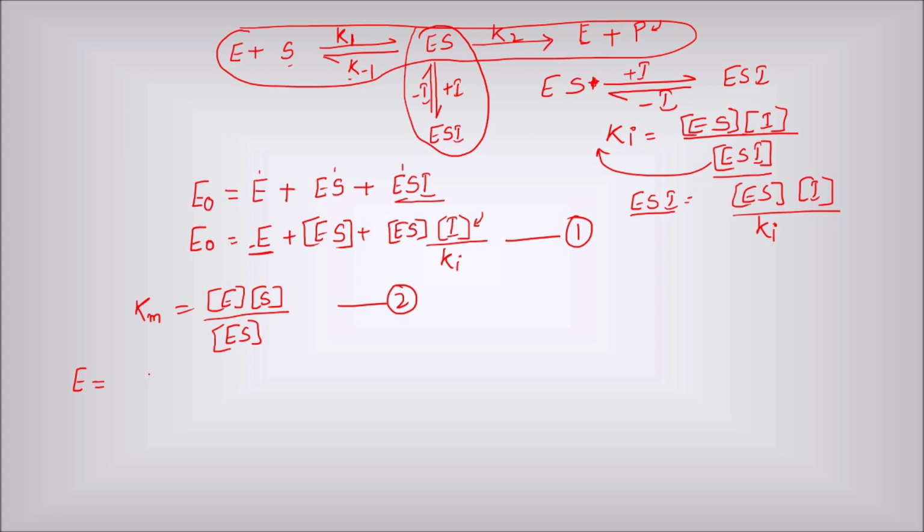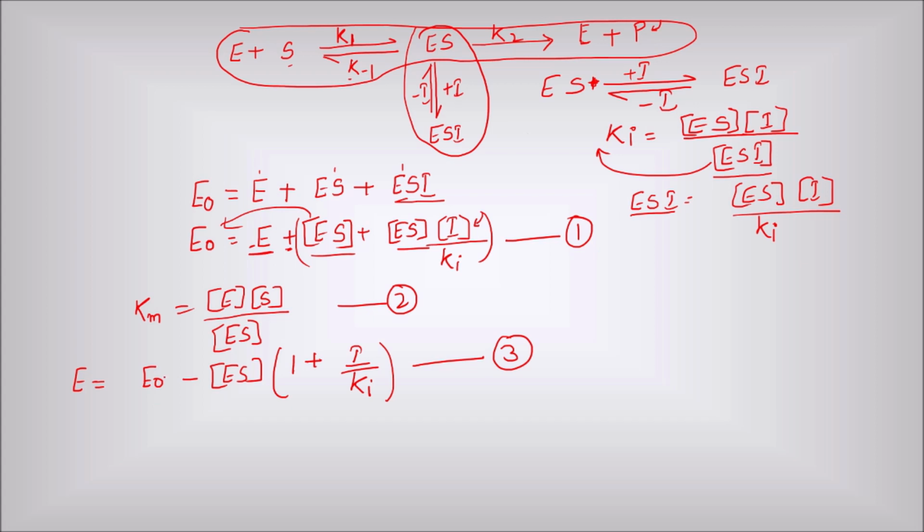It will be E naught, the total enzyme, minus, I will take ES as common, because this whole term I am taking to this side, so this plus will become minus. And if I take ES as common, because in both cases ES is present, I will write it like this: 1 plus I by Ki. So this equation becomes equation 3. Now from this equation, I am going to put this value of enzyme from equation 3 into equation number 2.